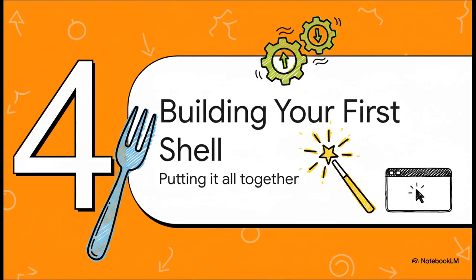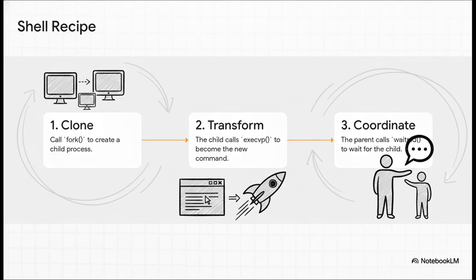So there we have it, our three magic ingredients. We have fork to clone, waitpid to coordinate, and execvp to transform. Let's put them all together and see how we can build a shell. And honestly, it really is this simple. This three-step recipe is the beating heart of every single command line shell you have ever used.